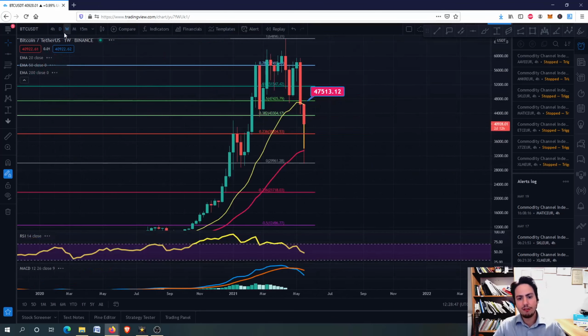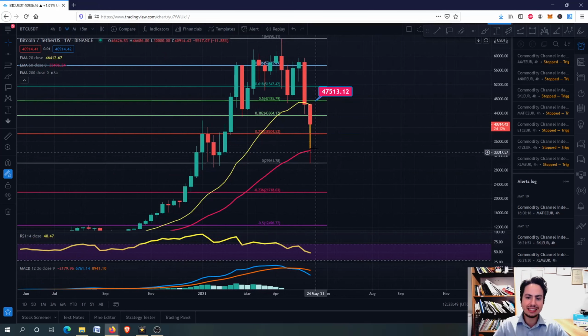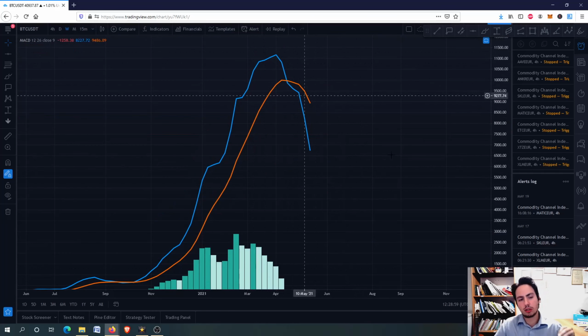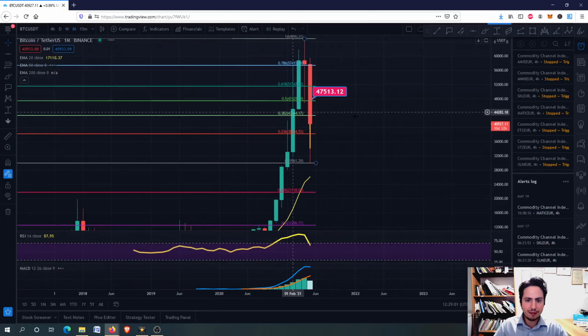Let's go to the weekly frame to explain why this bull run hasn't ended. The 20-day EMA is still above the 50-day EMA, and as long as we are seeing this, we are all fine. But we have the bearish MACD cross on the weekly frame. Let's go to the monthly frame.